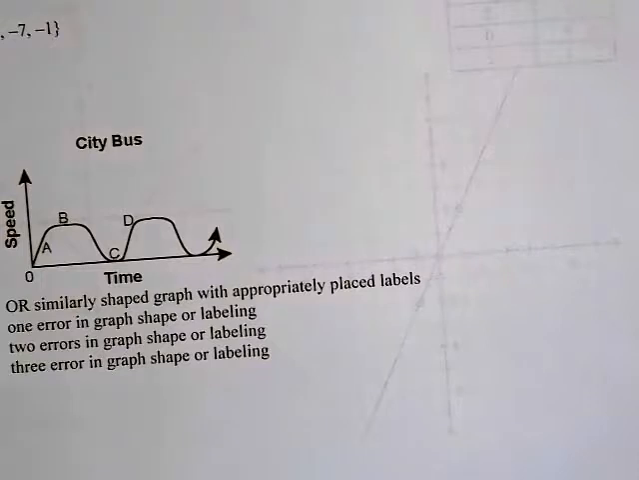So this is a city bus and it's going to make stops. Its speed is going to do this. Its distance won't. Its distance will keep going and have some flat spots in it and some straight, linear spots. Be sure you know what you're talking about when you're talking about distance or speed.